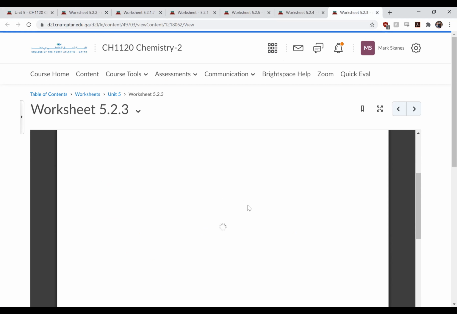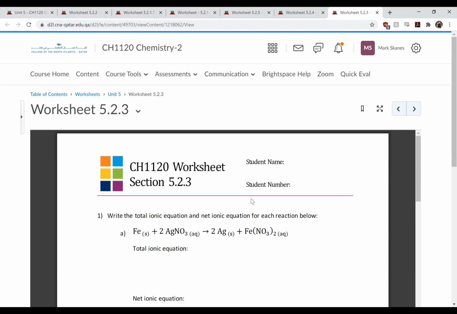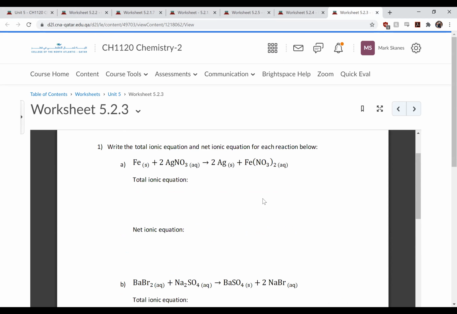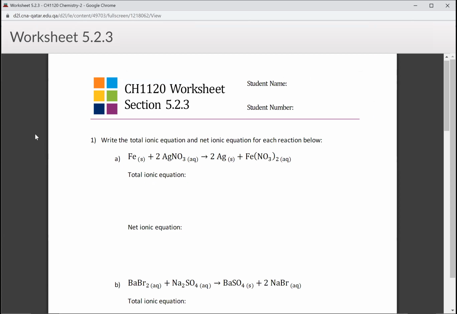Okay, and here we go. I don't know why I didn't open this one. So worksheet 5.2.3. Here you go. This is a good one. So I'll just do one of these and then I got to go. All right, so let me share my screen and we'll have a little look at this. Okay, so this question says, write the total ionic and net ionic equation for each reaction below.